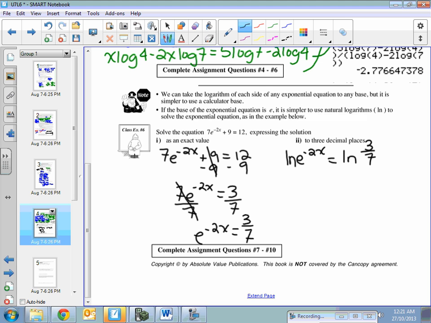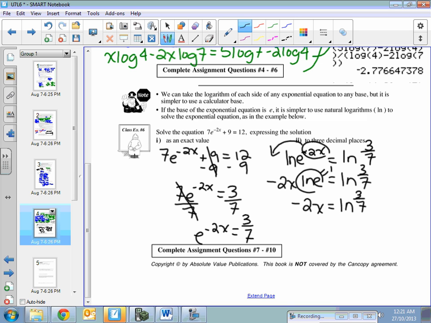The natural log of e to anything would be the exponent. So if I were to move this out in front, I'm justifying why I just said that. So if I have negative 2x, natural log of e equals natural log of 3 over 7. If you put in your calculator natural log of e, this will be equal to 1. Okay, so left-hand side, we just have negative 2x is equal to natural log of 3 over 7.